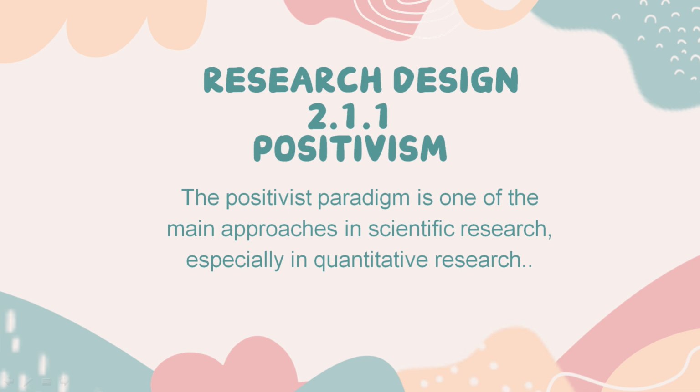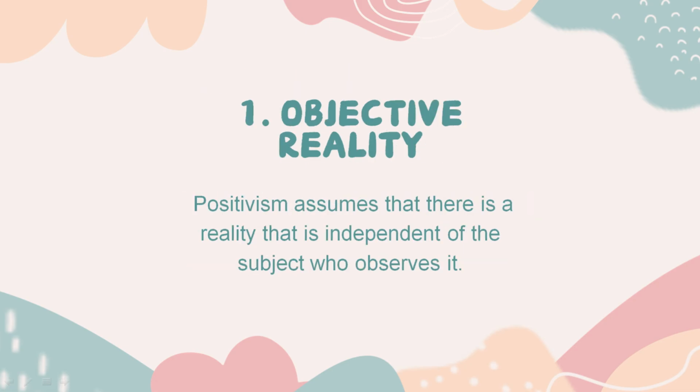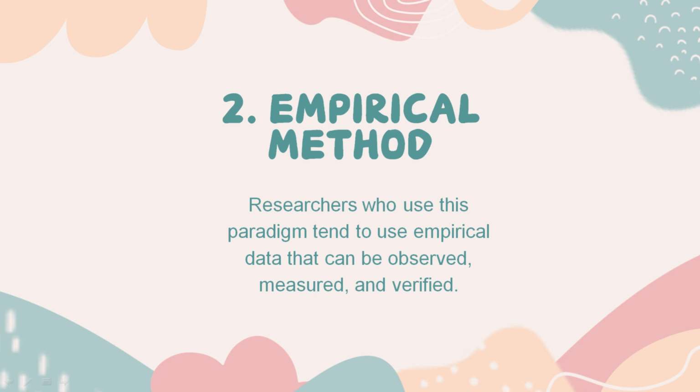Positivism. The positivist paradigm is one of the main approaches in scientific research, especially in quantitative research. There are several characteristics of the positivism paradigm. First, objective reality. Positivism assumes that there is a reality that is independent of the subject who observes it. Second, empirical method. Researchers who use this paradigm tend to use empirical data that can be observed, measured, and verified.